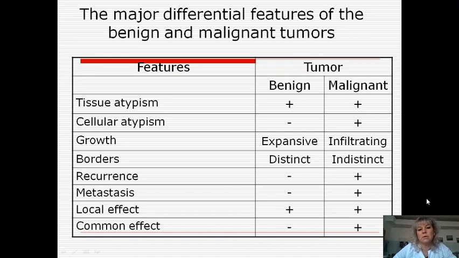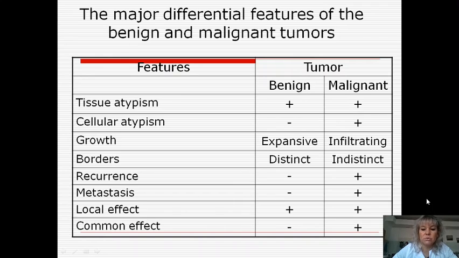In this table, you can see differential features of benign and malignant tumors. We talked about all the features. Tissue atypism we see in both benign and malignant tumors. Cellular atypism only in malignant tumors. Growth of tumor: in benign tumors, expansive growth; in malignant, infiltrating or destructing growth. As a result, borders in benign tumors are distinct, in malignant tumors indistinct. Recurrences and metastasis we see only in malignant tumors.